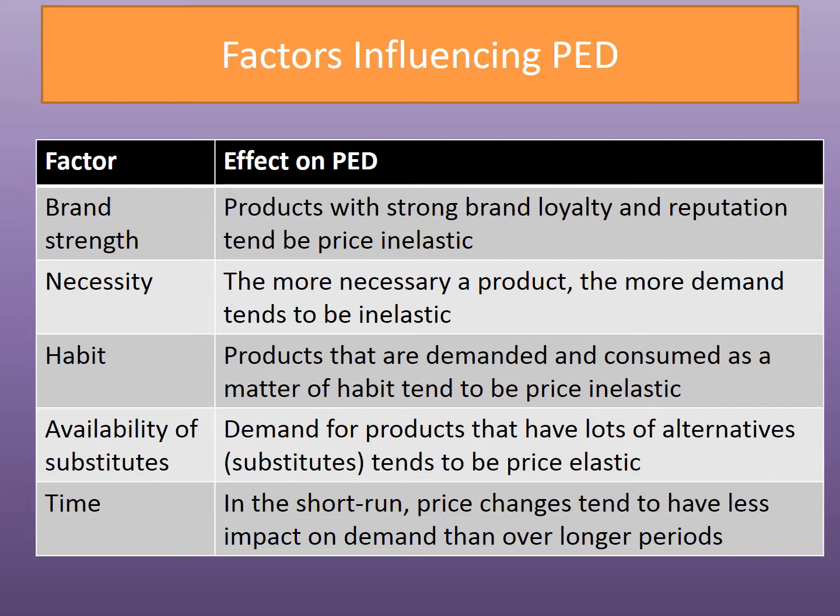Availability of substitutes. So is there a lot of competition, or is there an alternative that you could buy instead? So if you've got donuts, then you could have cake instead. You could have a chocolate bar instead. And then time as well. Time is a big factor. In the short run, price changes tend to have less impact on demand than those over longer periods. So if you put your prices up now, then I would probably not buy a holiday, but I might be able to save for it, or I'll wait for the price to drop. And then once the price drops, I will jump on board and show my elasticity by buying the product.